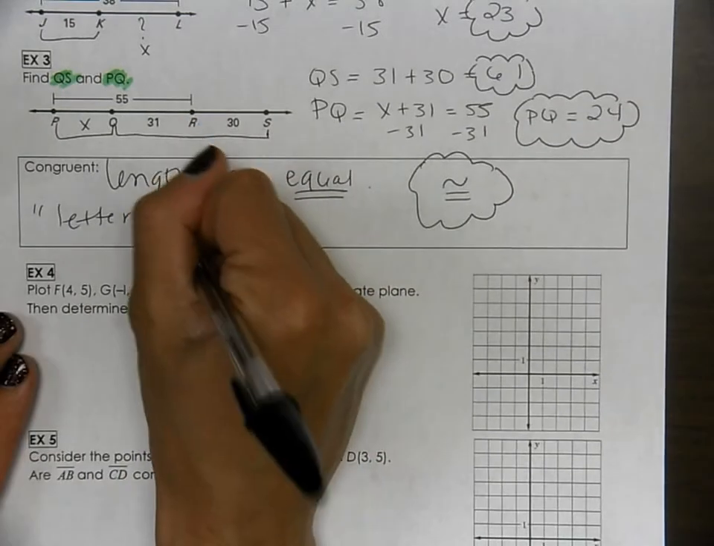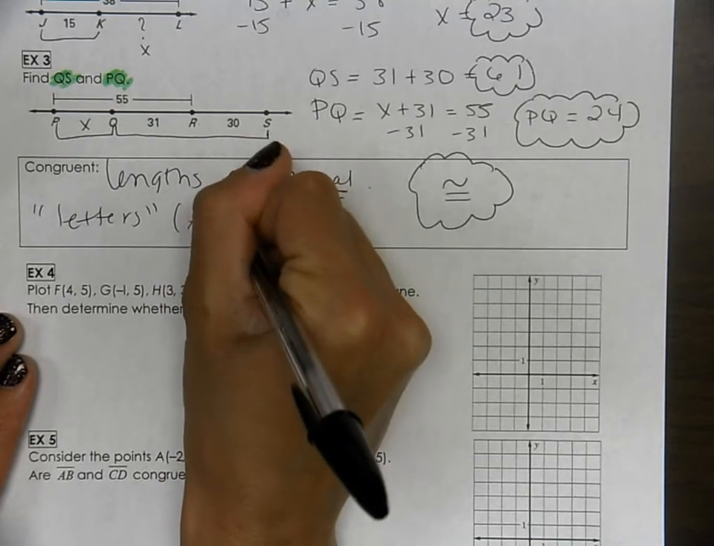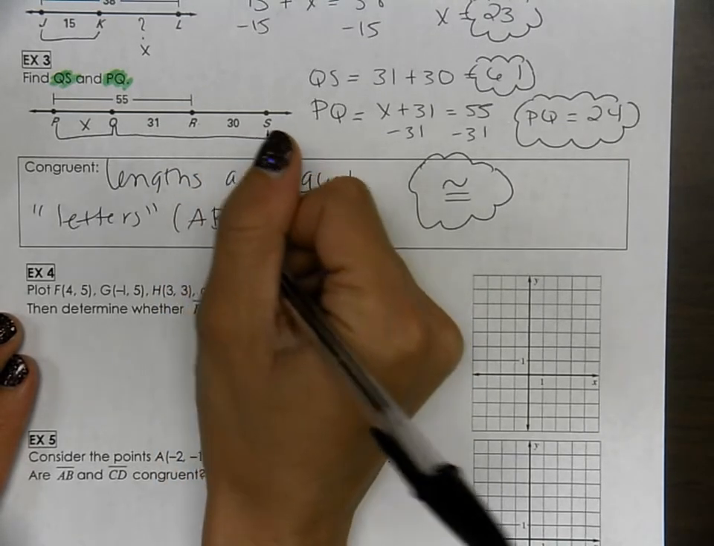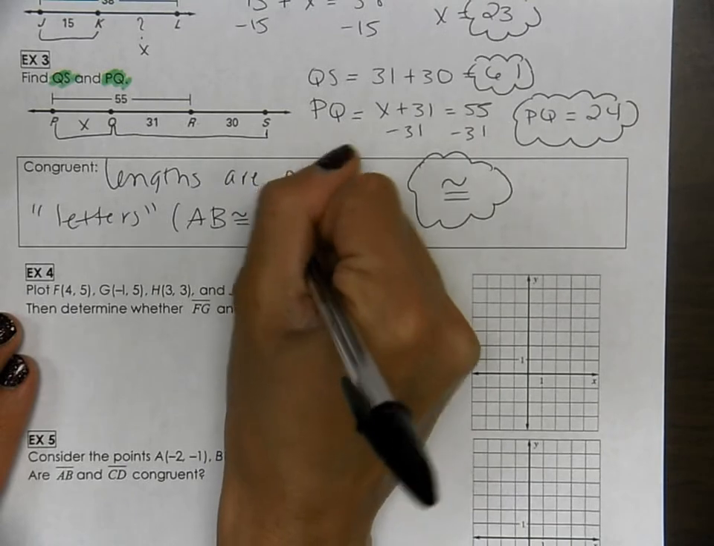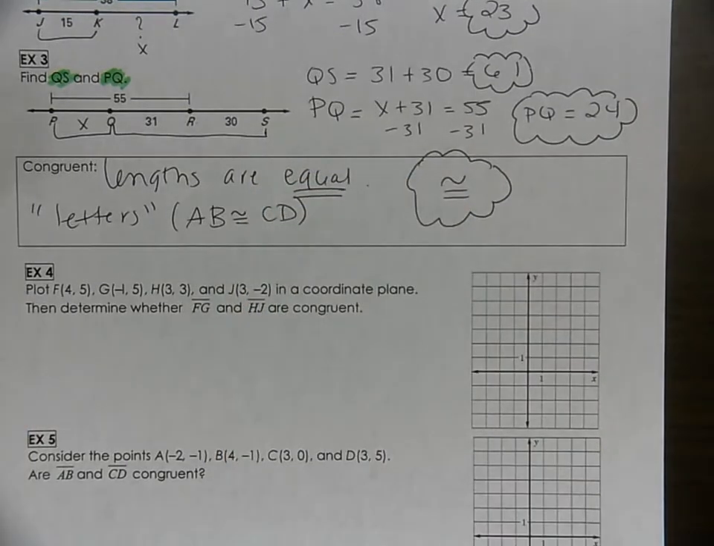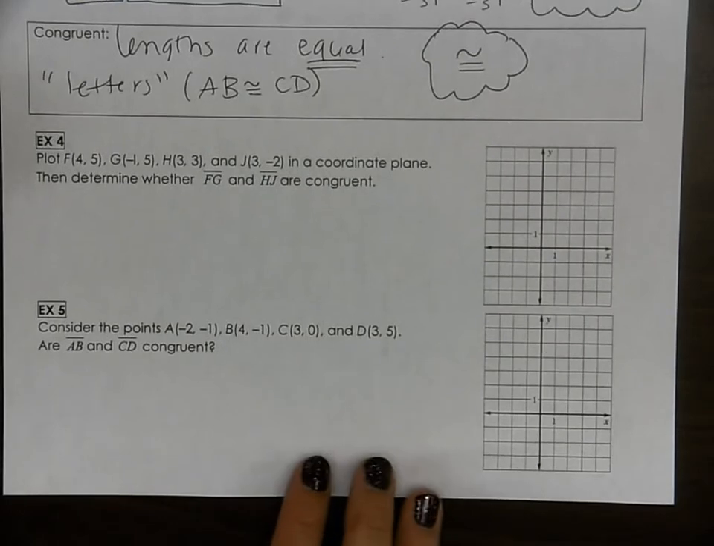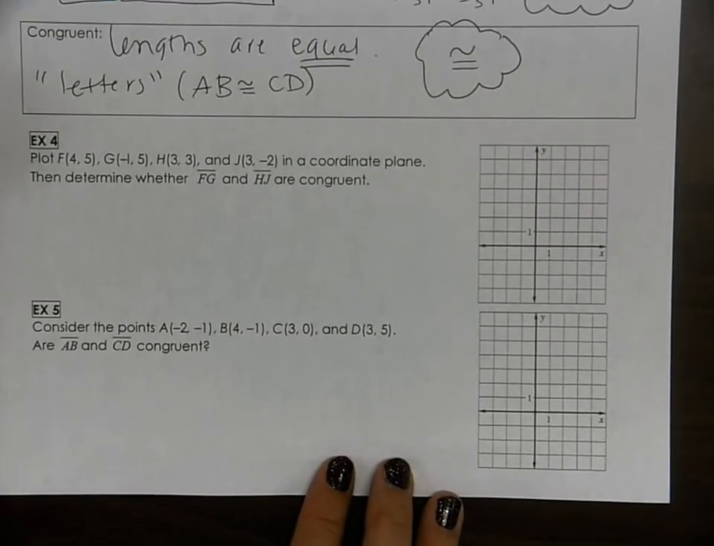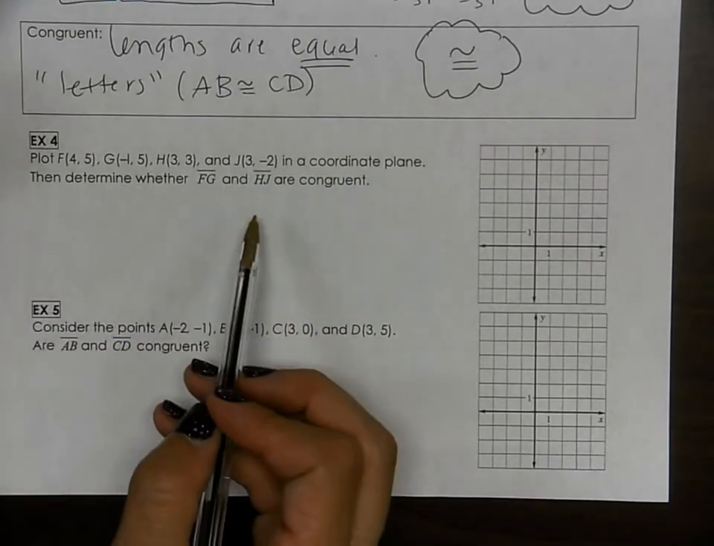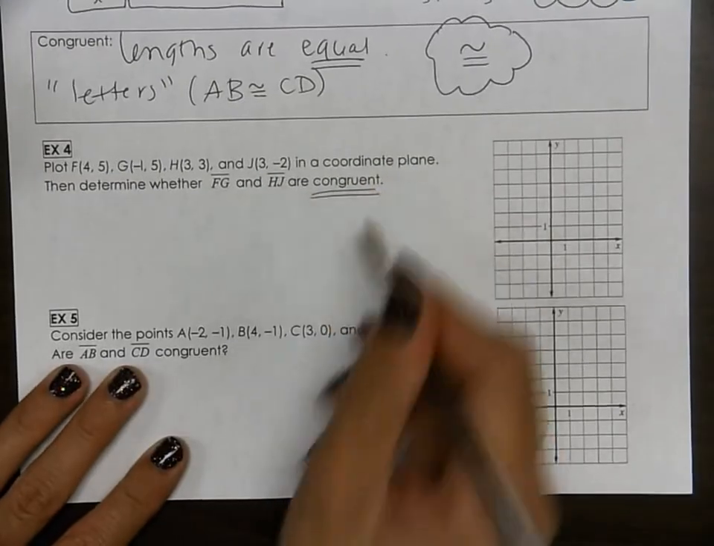And I'll maybe put that here. AB is congruent to, let's say, CD. So you'll see it with letters instead of numbers. For example 4 and 5, we're definitely going to do at least one of these. I might not do both. We want to know, given these coordinates of these segments, are the two segments congruent to each other?